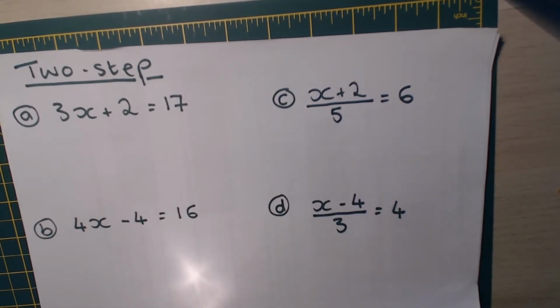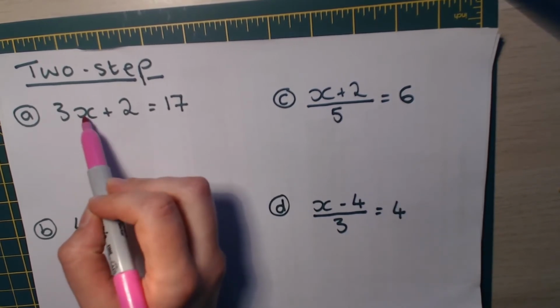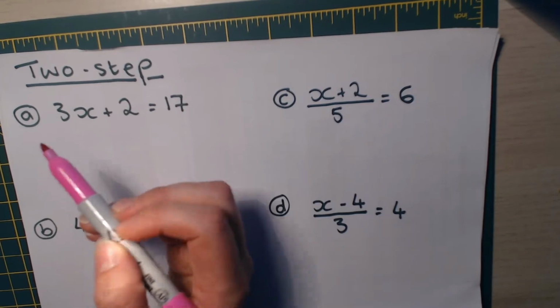So what we need to think of is what is happening to x? So what's happening to x here first? And we kind of think a bit like BIDMAS, I suppose.